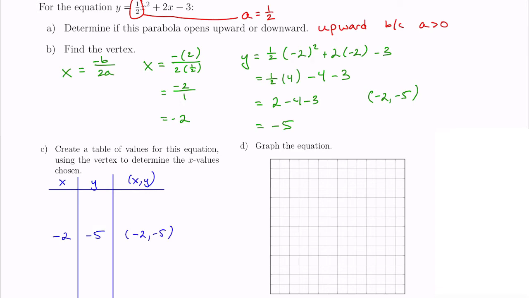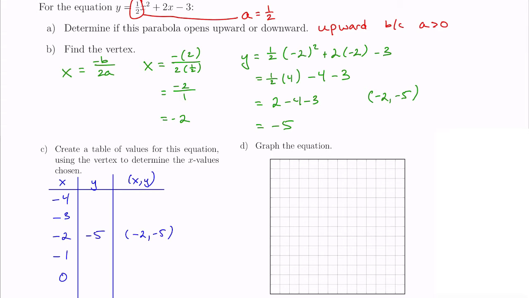From that x value, we'll create two x values that are less than -2 and two x values that are greater than -2. So starting at -2, if I subtract 1, I would get -3. And from -3, if I subtract 1, I would get -4. On the other hand, if I start at -2 and I add 1, I would get -1. And if I add 1 more, I would get 0. So we're going to have 5 values in our table, but they're all centered right there on the vertex.